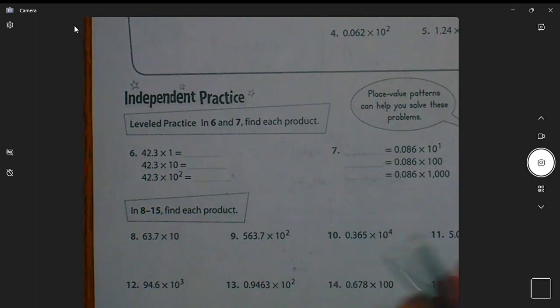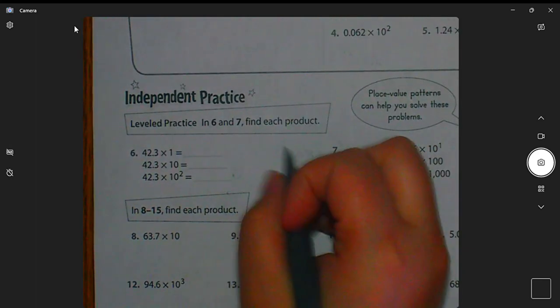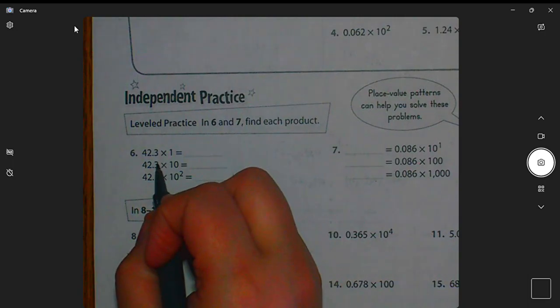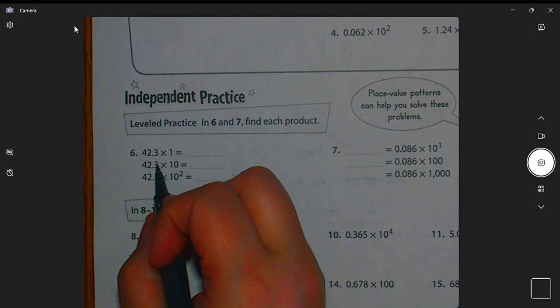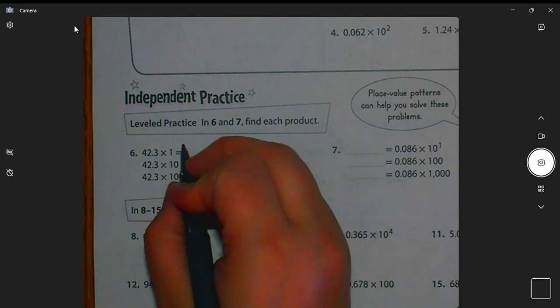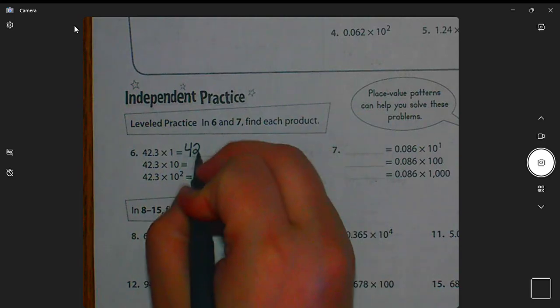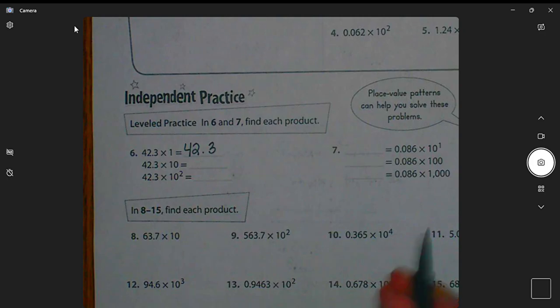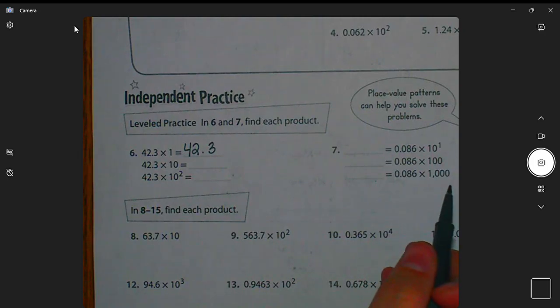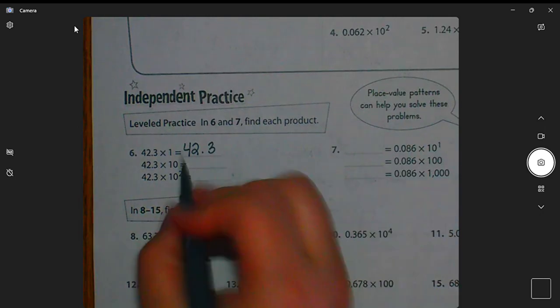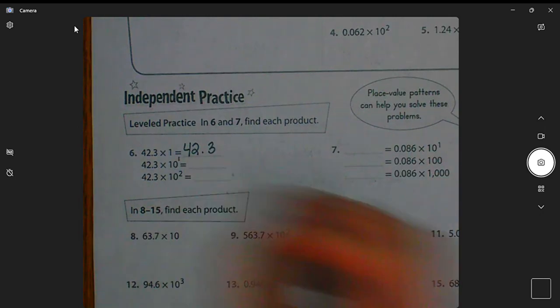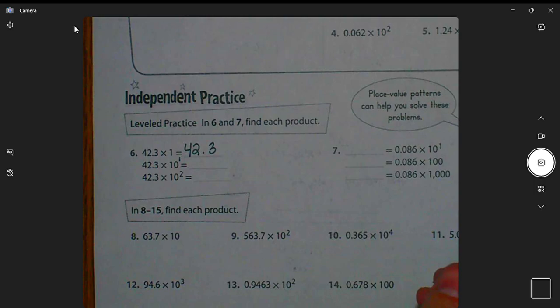And if it helps you, you can write them out right here. So 42 and 3/10 times 1. Does my decimal need to move anywhere? No, you're right. I just have 42 and 3/10. My page has a typo. There should be a 1 there. All right.